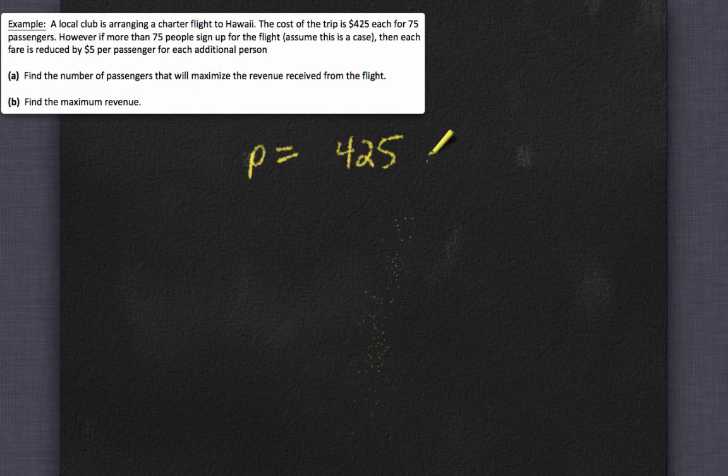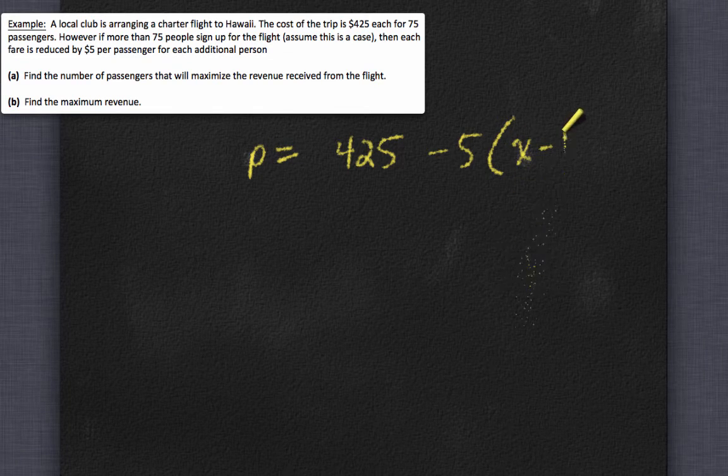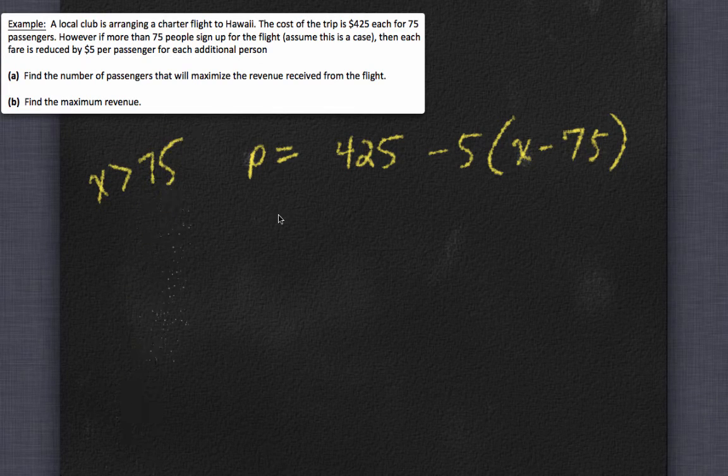Okay, so the price per person is going to be $425 minus $5 for everyone over 75. So we'll say x is the number of passengers. So for everybody over 75 people, we get a reduction of $5. This is only when x is bigger than 75, which we're going to assume.